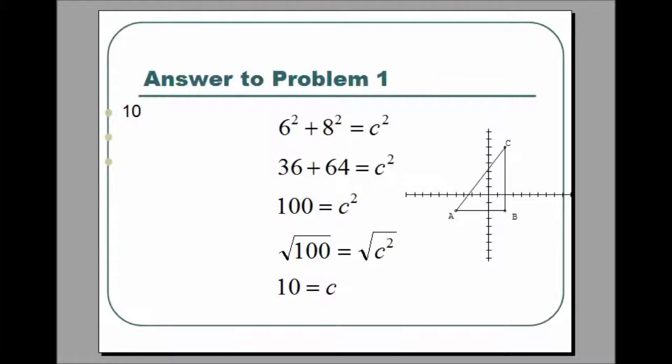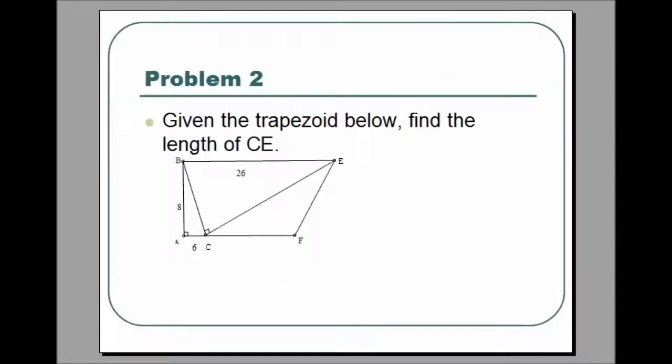Substituting into the Pythagorean theorem gives us 6 squared plus 8 squared equals c squared. 36 plus 64 equals c squared. 100 equals c squared. Taking the square root of both sides gives us 10 equals c, which is the length of the hypotenuse. Here's practice problem 2. Given the trapezoid below, find the length of CE.